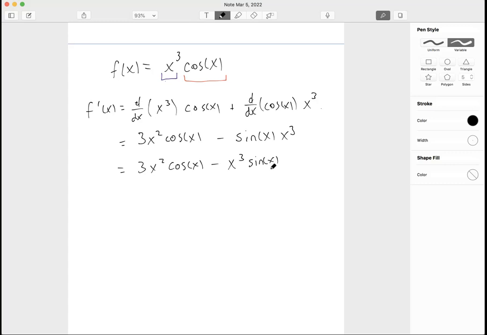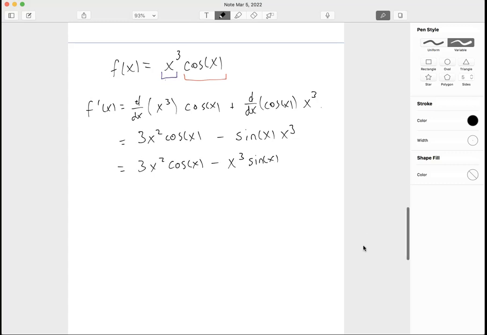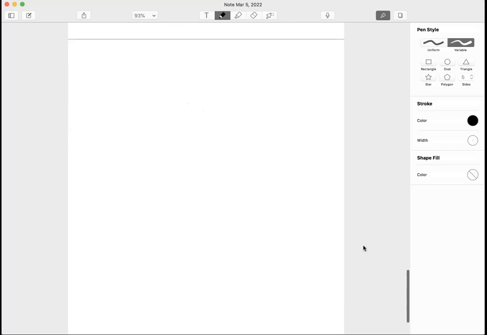So it makes it look nicer. That's a derivative. Okay, so that was the one with a product rule. Let's do another one.